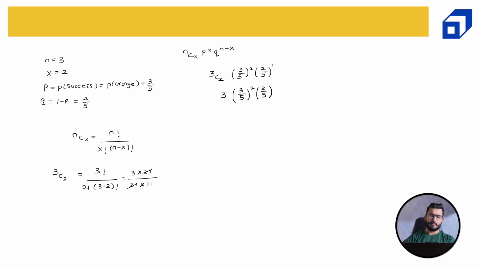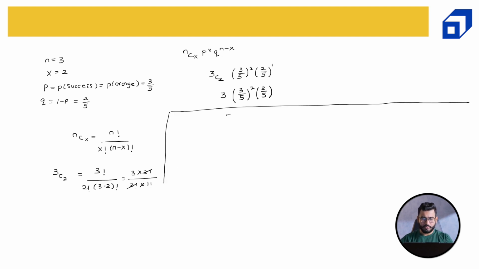Let's take one more example, a quick example to help you understand this. So I'll just create a portion over here. So let's say there is a person who is trying to shoot a target. Here we have a person. This person is trying to shoot a target 10 times. So n is 10.